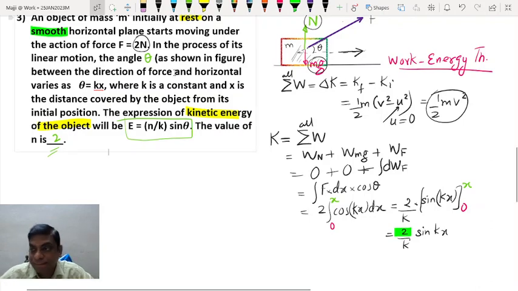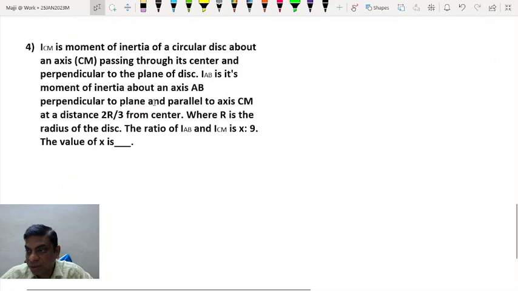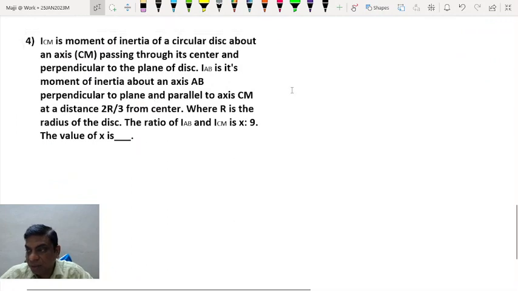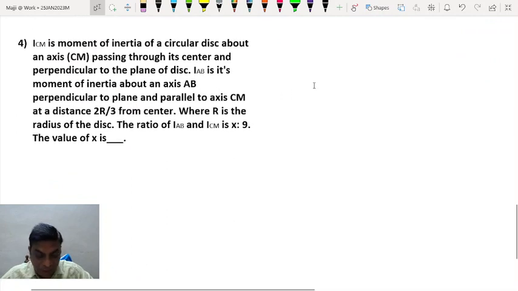I hope that is clear. Let us move to the fourth question. Coming to the fourth question, ICM is the moment of inertia of a circular disc about an axis CM passing through its center and perpendicular to the plane of the disc. IAB is its moment of inertia about an axis AB perpendicular to the plane and parallel to the axis CM at a distance 2r by 3 from the center, where r is the radius of the disc. The ratio IAB and ICM is x is to 9, the value of x is.